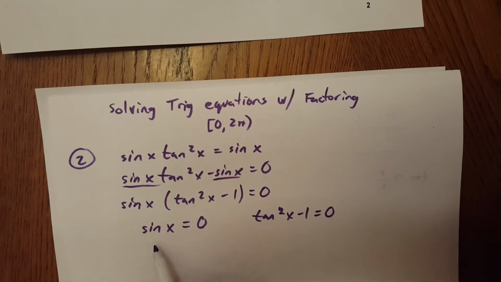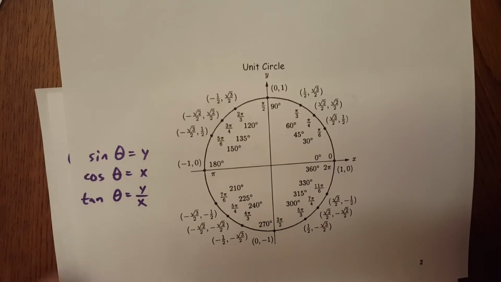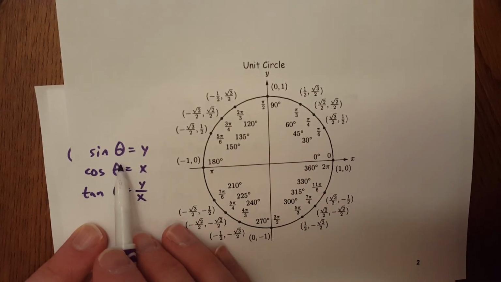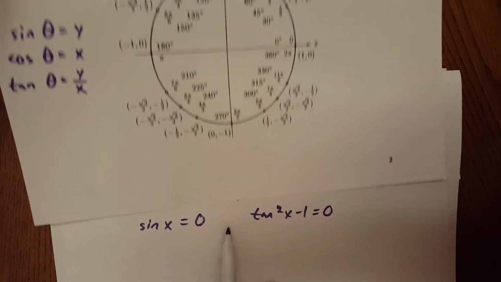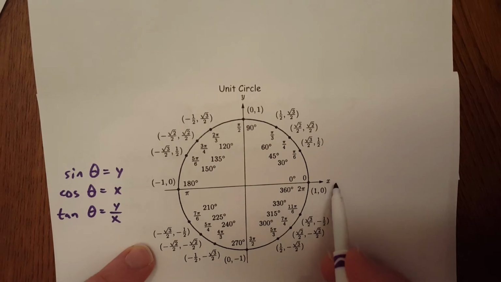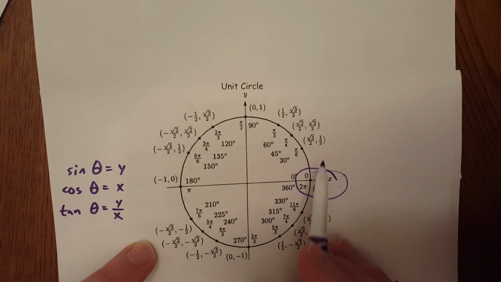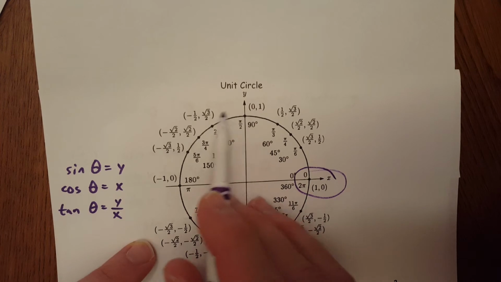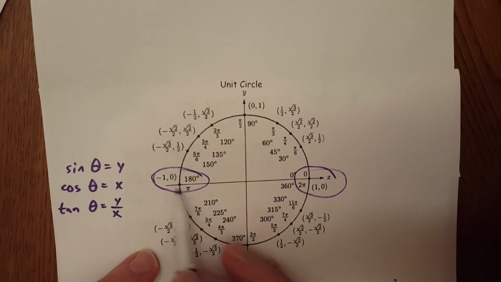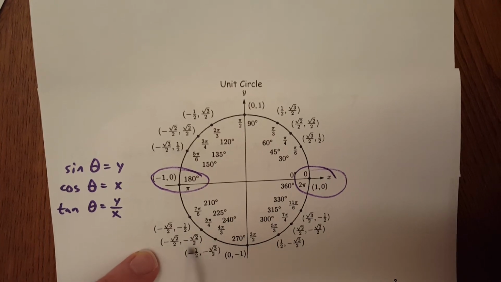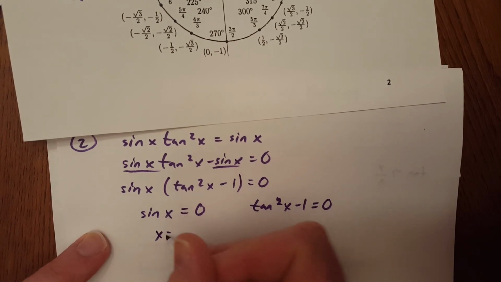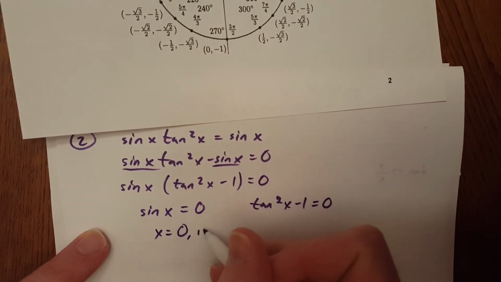Now with the sine of x, remember that the y value on the unit circle is going to be sine. So when we're going around here, we're looking for where is sine, where is the y value equal to 0? Well, here's one of them right here. We've seen that before. Here's another one, where the y value is 0, and that does it for the sine. So that means in this case that x for this mini equation is going to be 0 and pi.